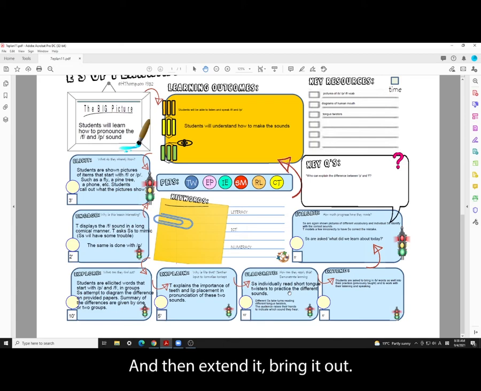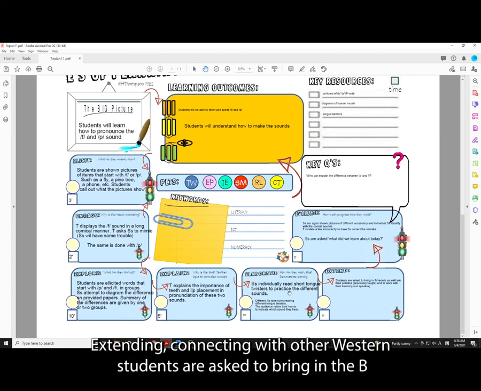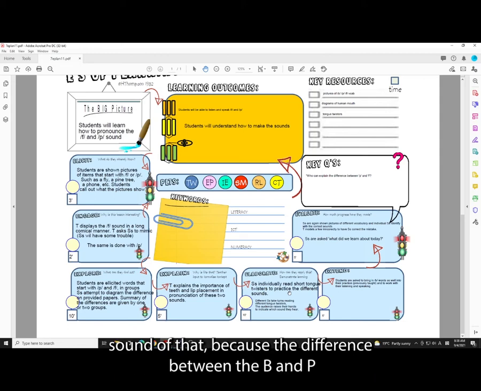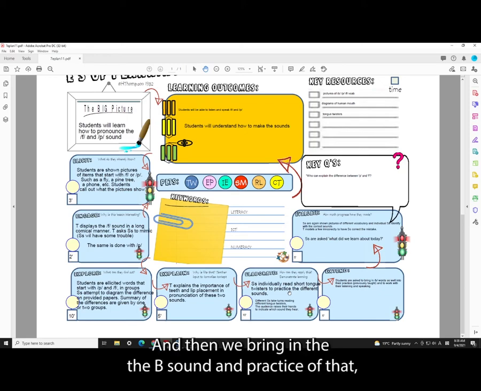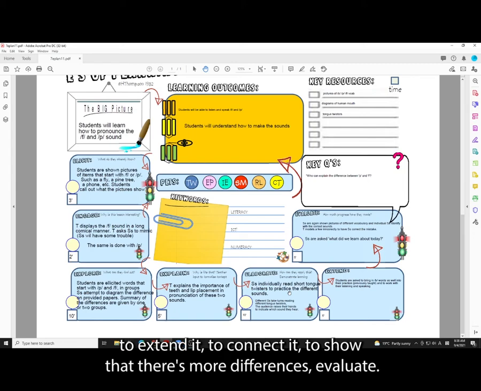And then extend. When you bring it out, extending, connecting with other lessons. Students are asked to bring in the B sound because the difference between the B and P are very fine. And so, fine as in small. And so we bring in the B sound and practice that to extend it, to connect it, to show that there's more differences.